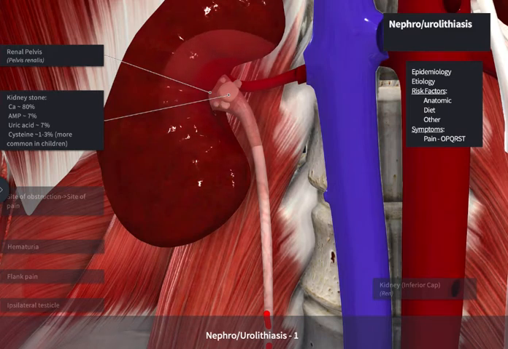A persistently acidic urine, meaning a pH less than or equal to 5.5, promotes uric acid precipitation and leads to the formation of uric acid stones. Acidic urine is seen in chronic diarrheal states. Struvite stones only form in patients with an upper urinary tract infection due to a urease-producing organism such as Proteus or Klebsiella.